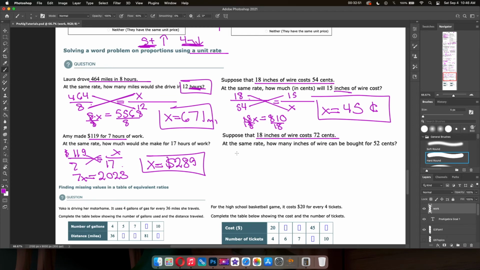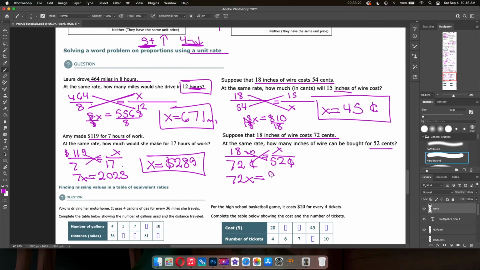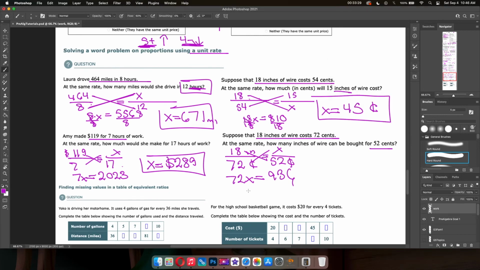Next problem. We have first sentence. So it's 18 inches to 72 cents. And then what are we looking for? It's 52 cents. So 52 cents goes on the bottom, and that's our unknown. So it's going to be 72x equals whatever 18 times 52 is. Clear. 18 times 52, enter, is 936. And then what's 936 divided by 72? 13. X equals 13 inches.